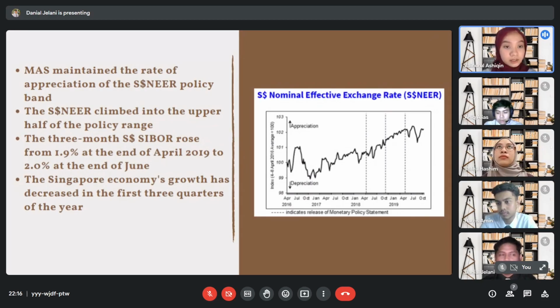Okay, the Singapore economy's growth has decreased in the first 3 quarters of the year. It is predicted to pick up somewhat in 2020, although this forecast is subject to significant external uncertainties. Core inflation has been lower than expected in recent months and is expected to continue low in the next year. Okay, next.